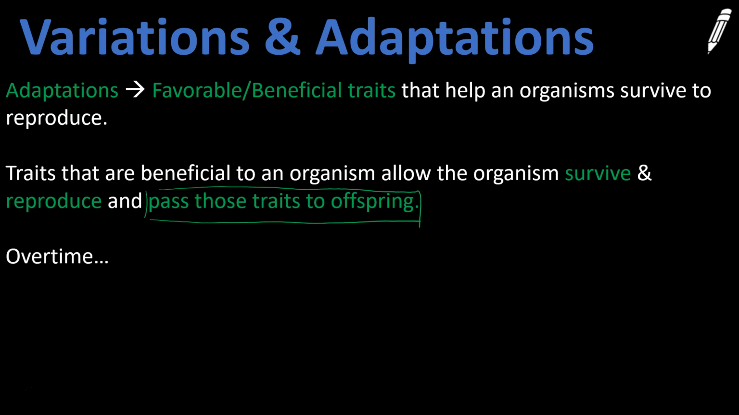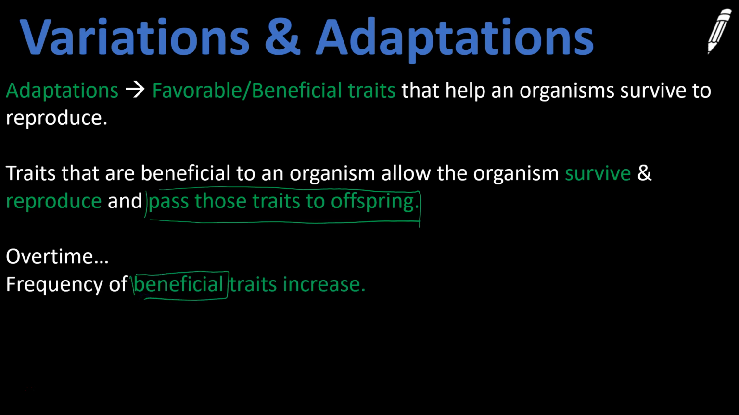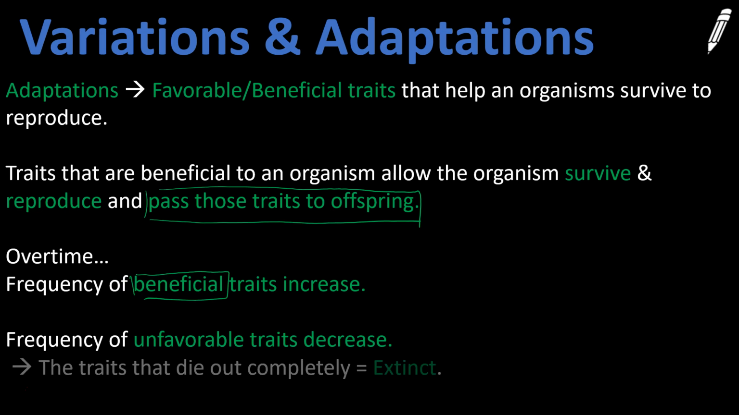So, over time we get a higher frequency of beneficial traits. Over time, we get a lower frequency of unfavorable traits. Okay? And traits that completely die out, that means they have become extinct. That species has gone extinct if they don't have enough traits to help them survive and reproduce. So let me show you guys this little example real quick.